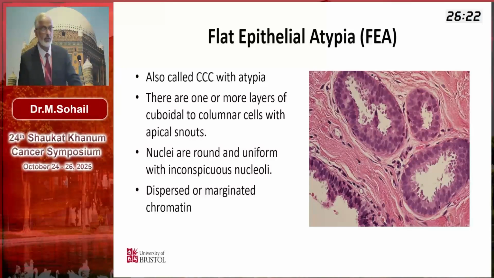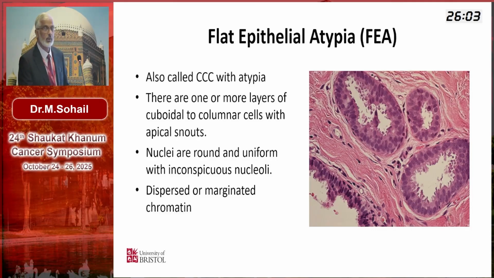So the second category is flat epithelial atypia, and this belongs to columnar cell change. Initially you see what is completely benign, which is columnar cell change. As you can see over here, I've just taken the edge of it, where you can see elongated nuclei and apical snouts. So this is a simple columnar cell change.